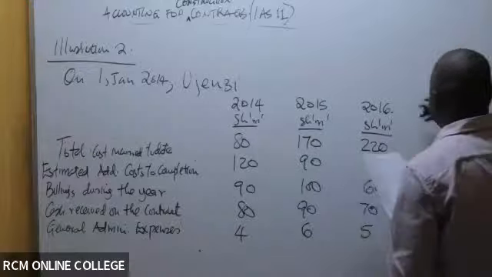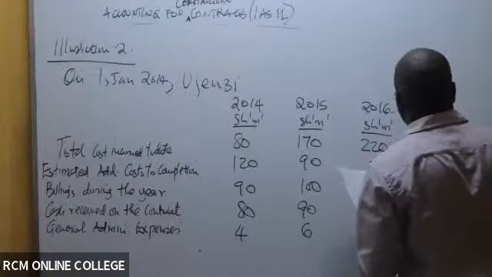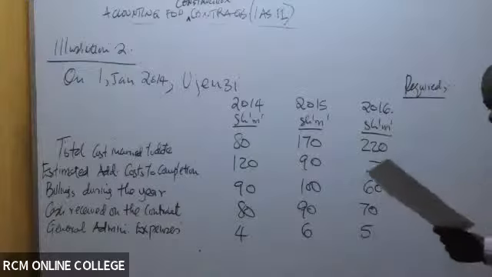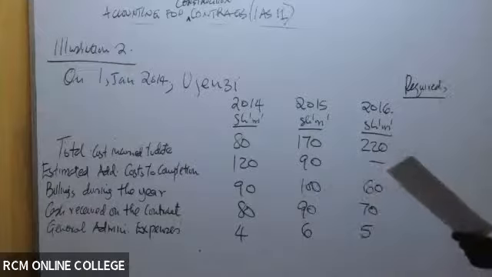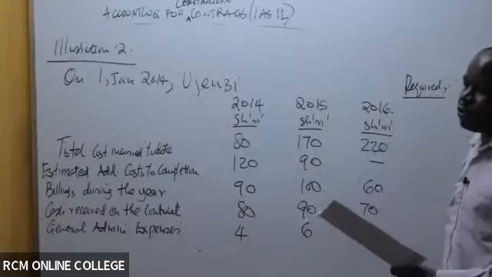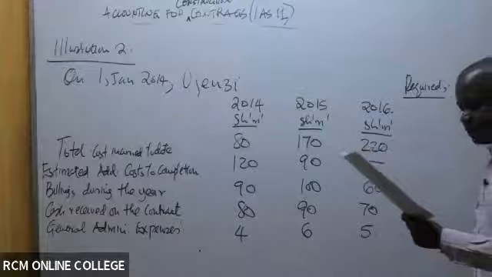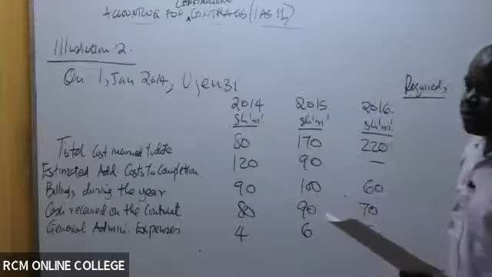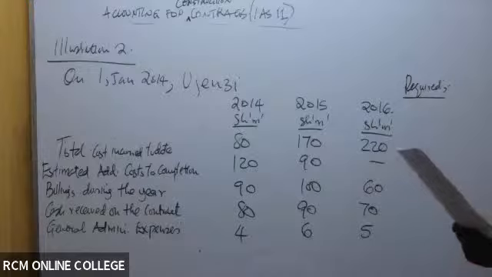What are we required of in the question? Using the percentage of completion method, prepare the following. Number 1, income statement extracts for the 3 years.